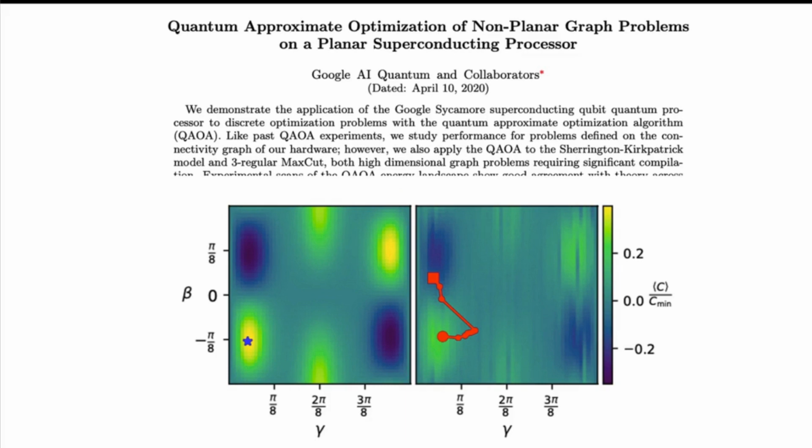This shows the expectation value of the Hamiltonian in the variational wave function as we vary the beta and gamma parameters. The star on the left marks the best value for the parameters, and the trajectory on the right shows the progress of the classical search as it varies parameters. This is for p equals 1, since there is only a single beta and gamma parameter.